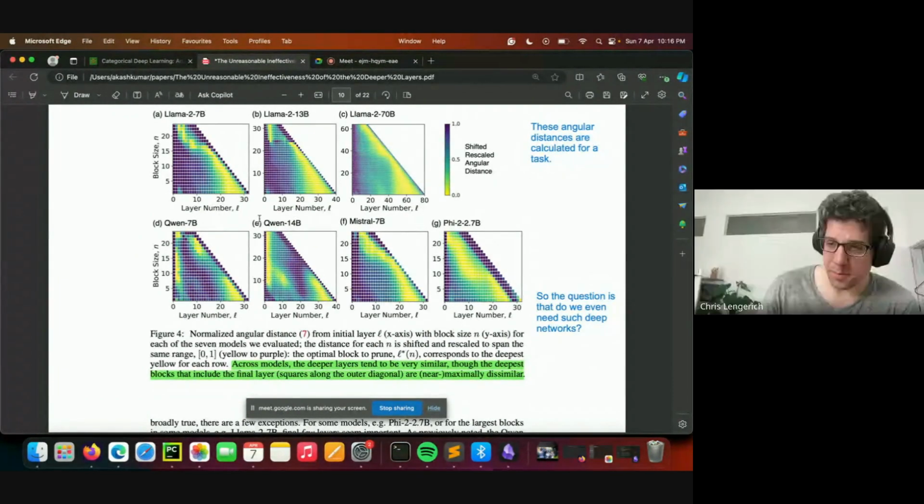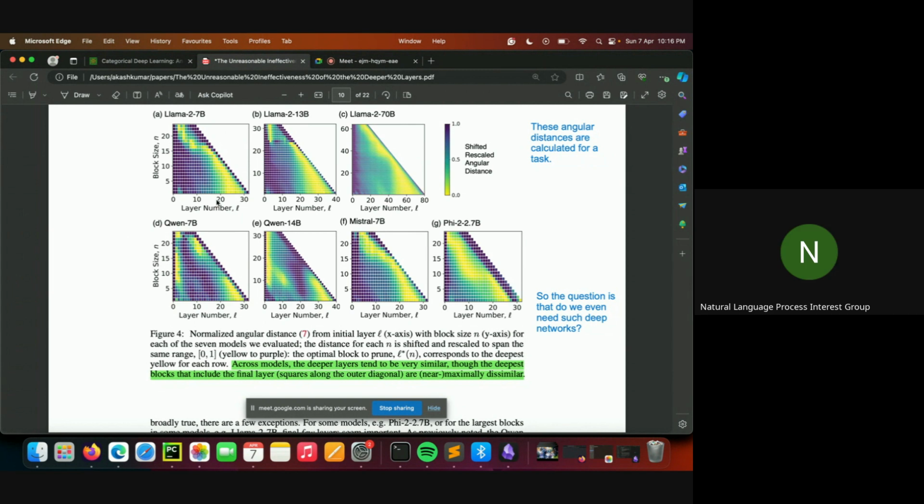Yeah, what they're removing is the full span, from L to L plus N, the whole block. So for example, here in this Llama 2 7B, they would remove from layer 20 to 30.